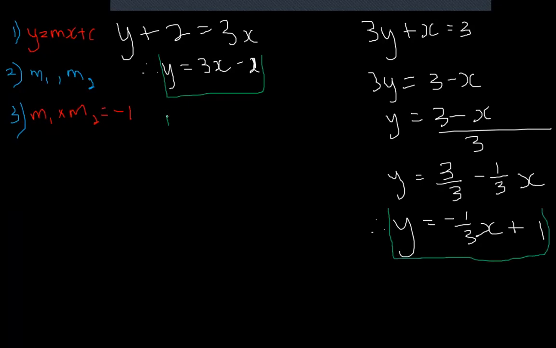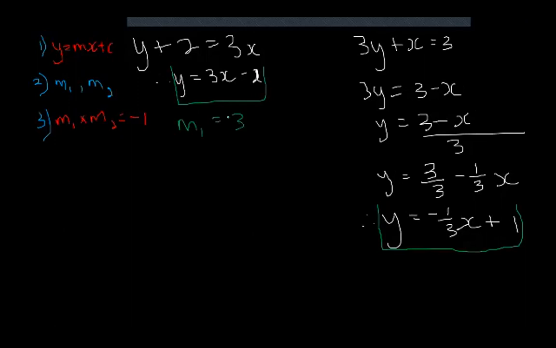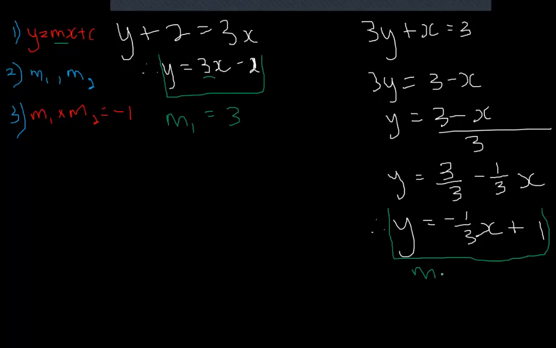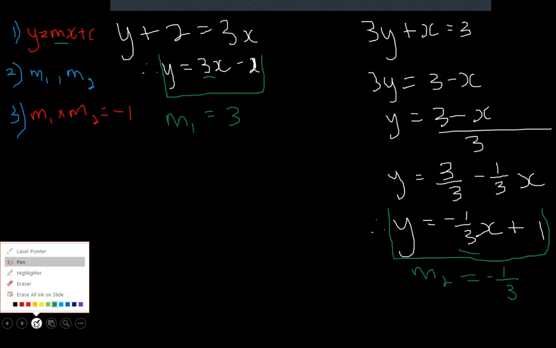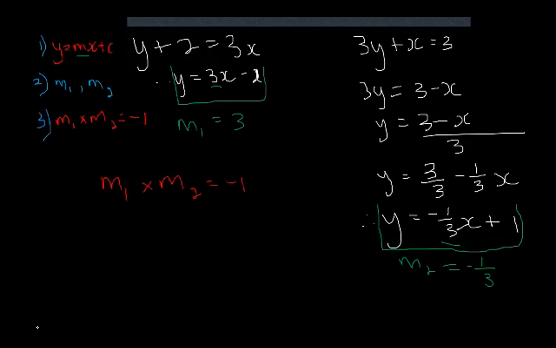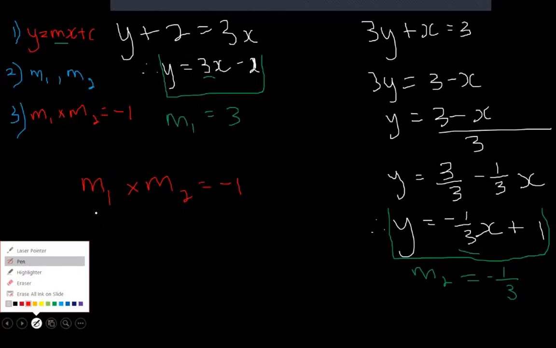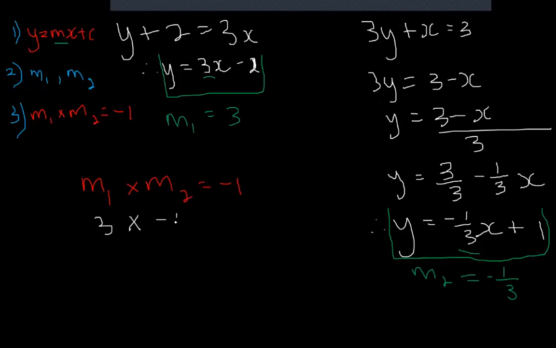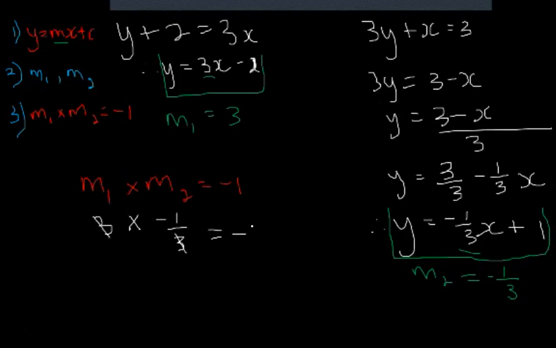Looking at the first equation, we can see that m1 is 3. M2 is minus a third. The third and final step is to show whether they're perpendicular or not. If they're perpendicular, then m1 times m2 would be equal to minus 1. m1 is 3, and m2 is minus a third. So 3 times minus a third, we can cancel these 3s, which is equal to minus 1.